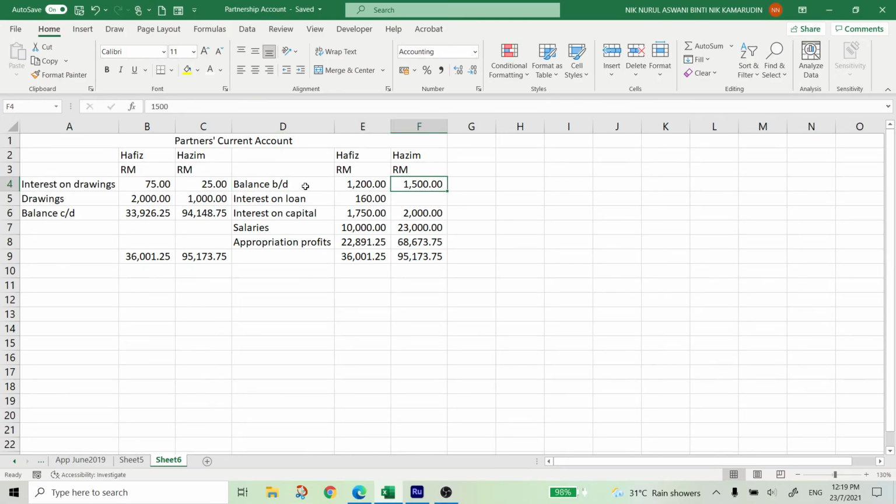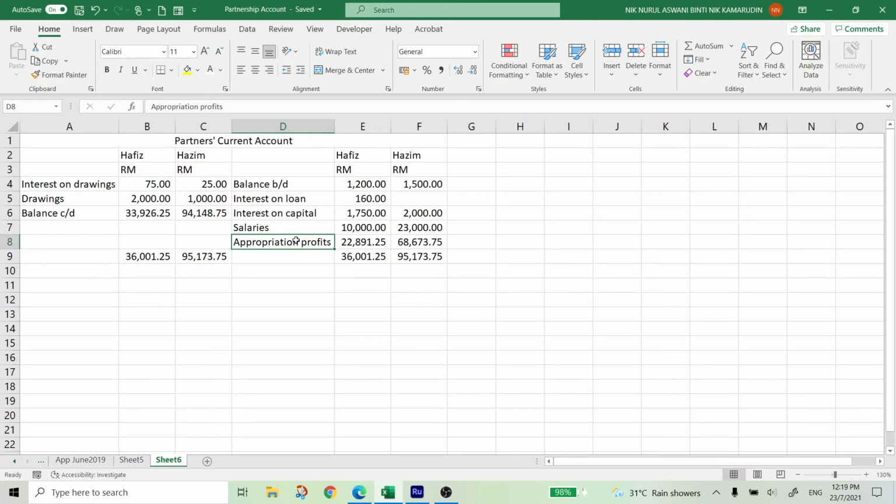So we start with the opening balance, and then we transfer from the appropriation statement to the current account. However, if the amount is already paid to the partners, then the amount is not to be included in the partners' current account. For example, the salary here. Instead of recording it as accrued salary to the partners, we are going to update it in the partners' current account. And then we have a profit here.